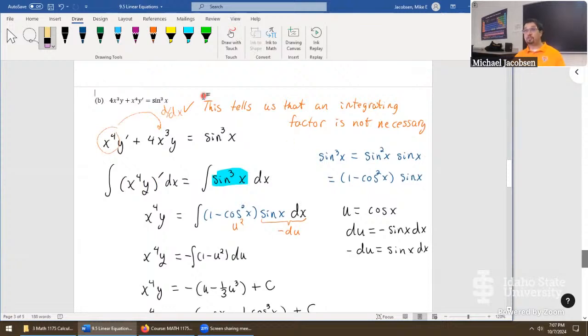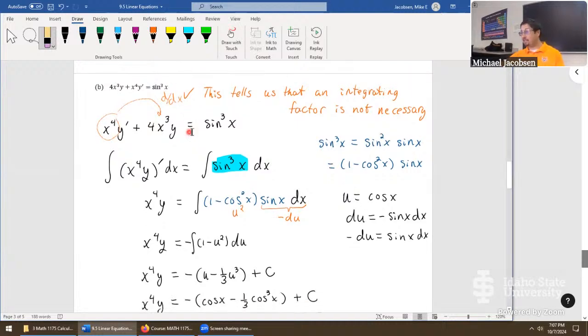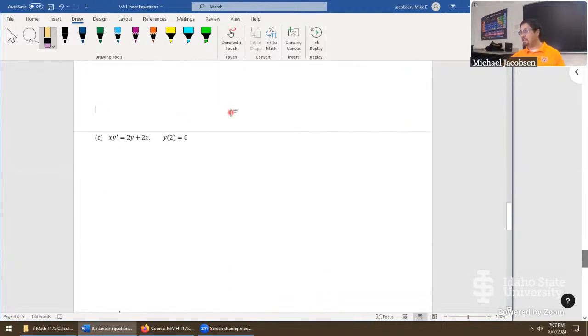Were there any questions at all, folks, on analyzing this one? Okay, so we're up to our fresh problem of the day, part C.